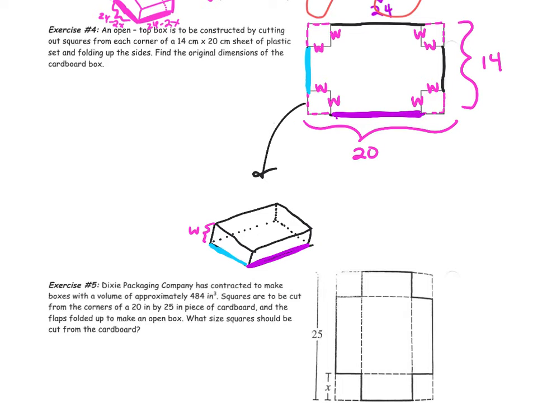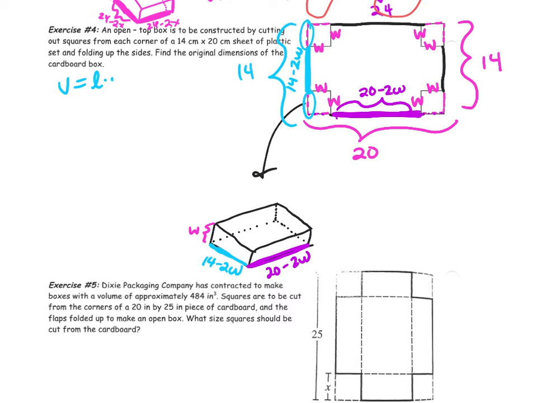Okay, well, we know this is 20 minus 2W because it has the W on either side that's getting cut out. So this is 20 minus 2W. And then from here to here, well, if this whole length is 14 and we're taking out W on either side, then this will be 14 minus 2W. And now we're looking at the same setup, very similar to what we just did before. All right. Remember, volume is equal to our length times width times height. So I'm going to multiply all these things.